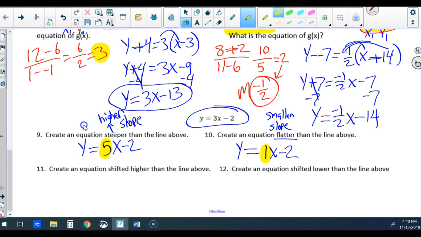Number 11, create an equation shifted higher than the line above, meaning the original line there. Shifted higher is talking about the y-intercept. Y equals 3x, anything higher than negative 2. So careful with higher than negative 2. I'm going to go positive plus 4. Create an equation shifted lower. So again, all we're looking at is y-intercept here, 3x. Lower than negative 2 is something like negative 7.